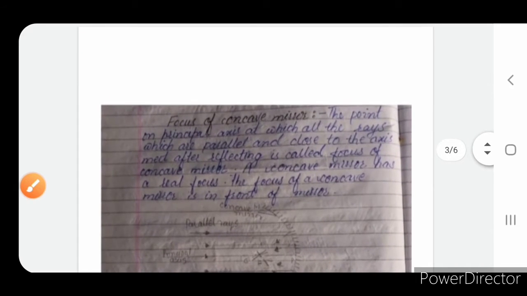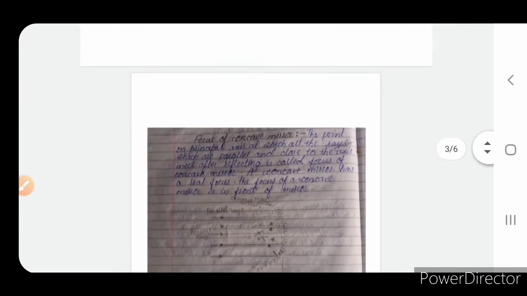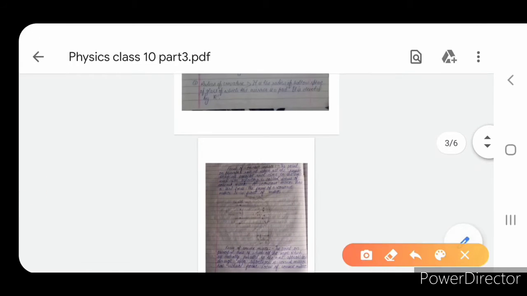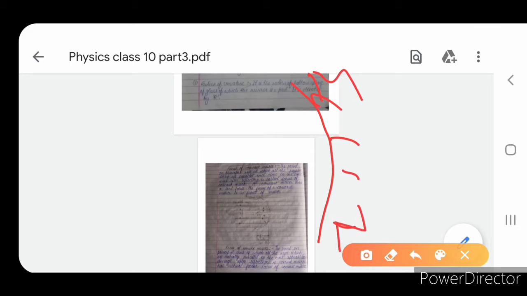Focus of concave mirror. So firstly, what is the focus of a concave mirror? Look here, just assume this is a concave mirror. M, N is the aperture, P is the pole, and this axis is called the principal axis. This is an imaginary axis which is drawn on the mirror, and it is known as the principal axis.